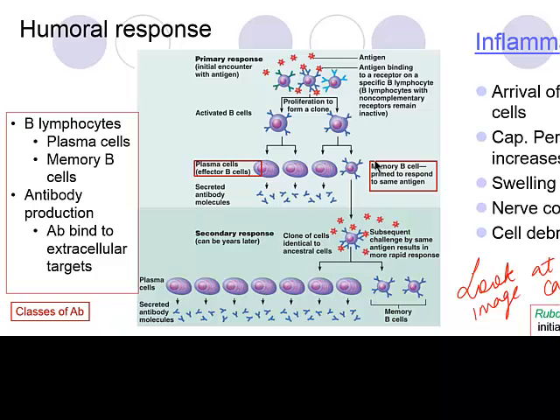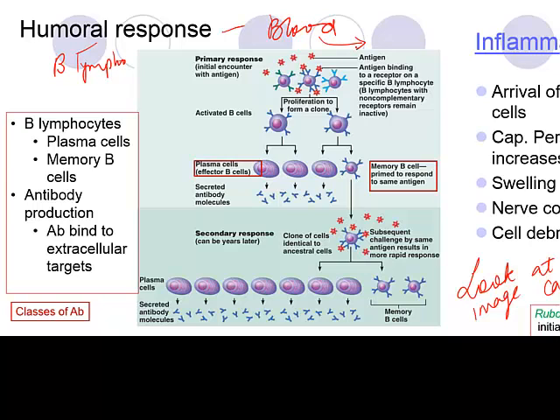Okay, so here let's look at humoral response. So one, it occurs in blood. B lymphocytes are the ones which take care of humoral response. So let's see some of the features. Occurs in blood. B lymphocytes take care of it.